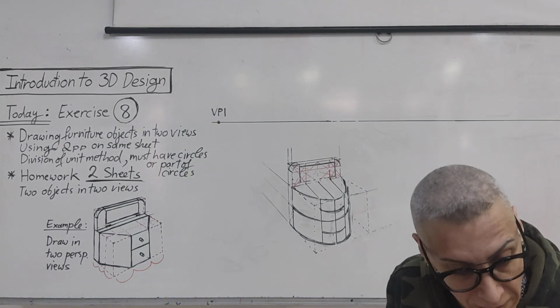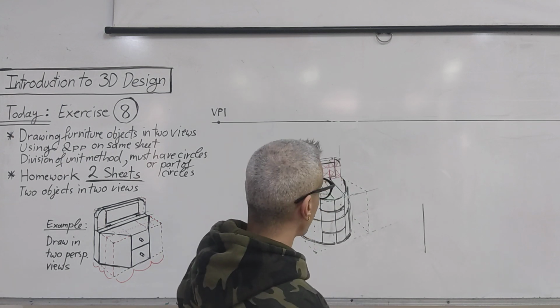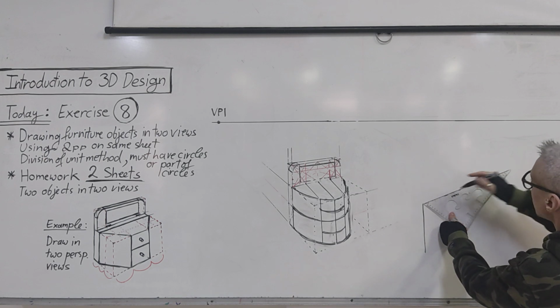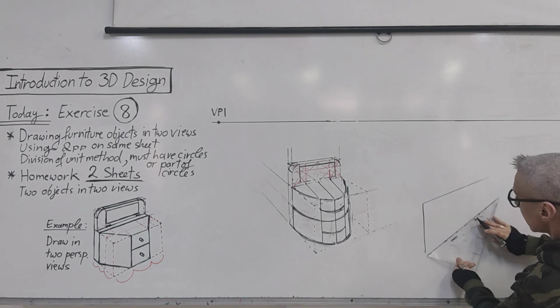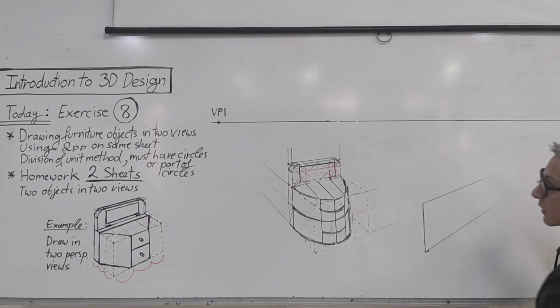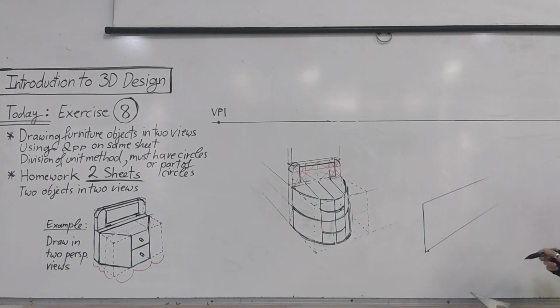So to see the details from another view, I will start with what? Okay. Take it to the vanishing point. So I will start again with drawing this unit. Okay.